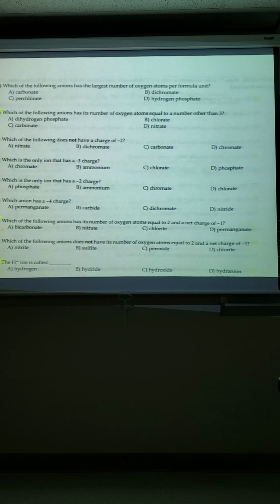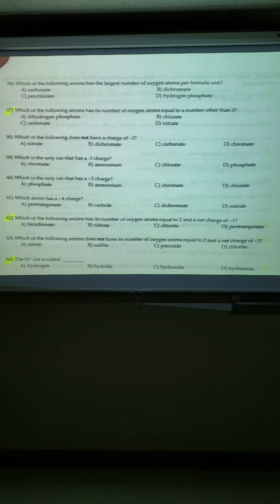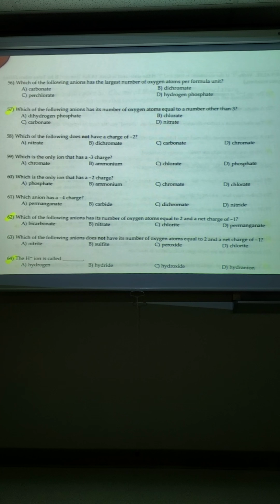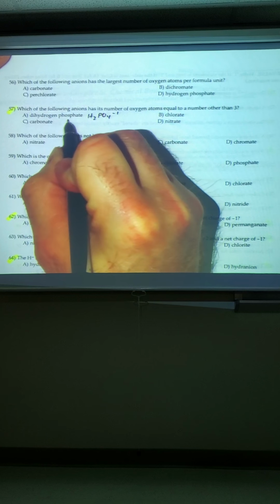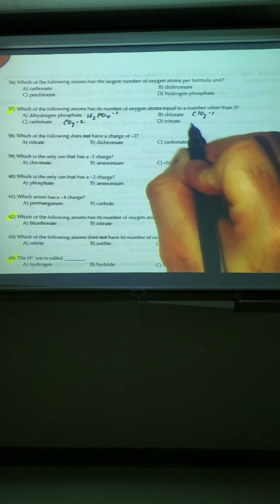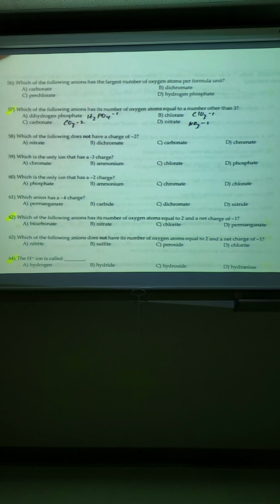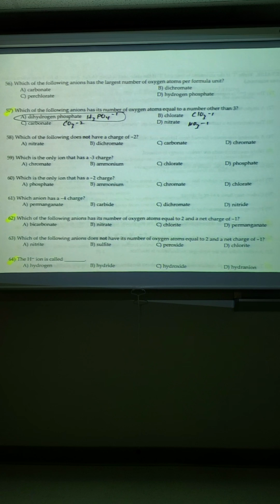Number 57 says, which of the following has oxygen atoms equal to a number other than 3? Dihydrogen phosphate is H2PO4 -1. Carbonate is CO3 -2. Chlorate ClO3 -1. Nitrate NO3 -1. So they want somebody that doesn't have 3 oxygens. Once you look those up, you're going to see that phosphates are in the 4 box. They have 4 oxygens, not 3.